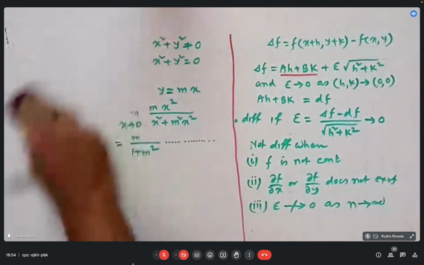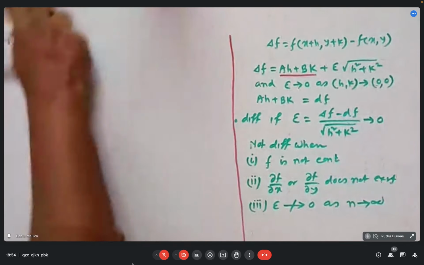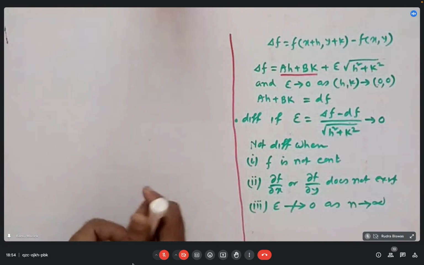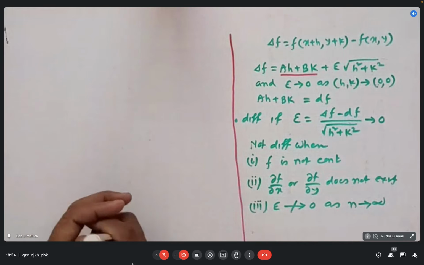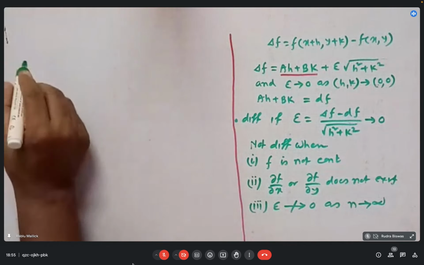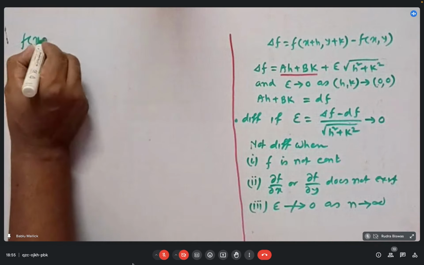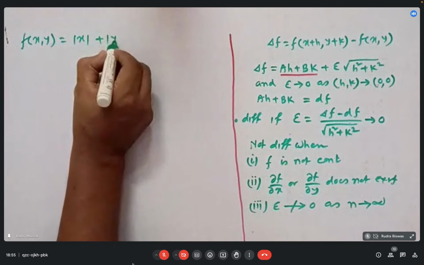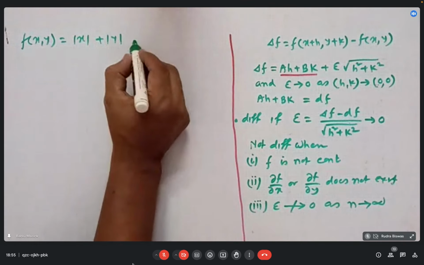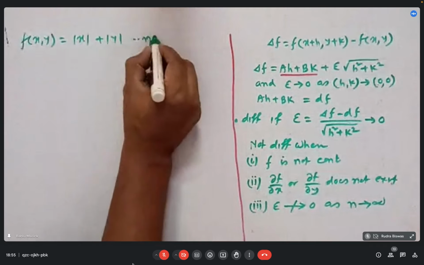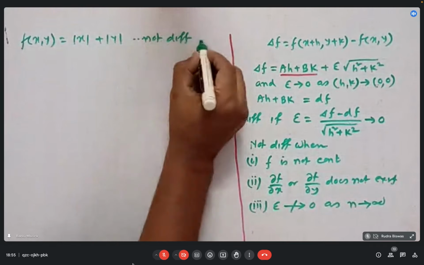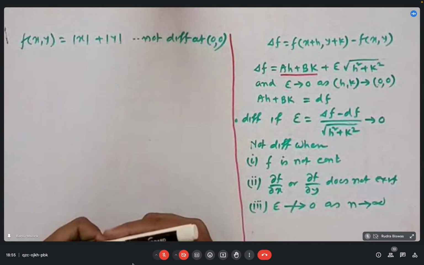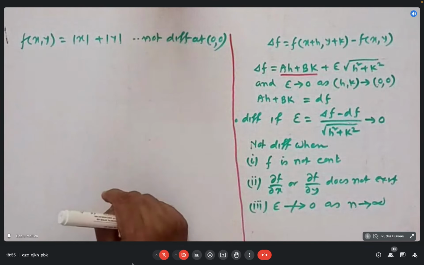So next, yes, tell me. So function f(x,y) is not differentiable at 0, 0, right? Next, write the question: f of x comma y is equal to mod x plus mod y is not differentiable at 0 0.